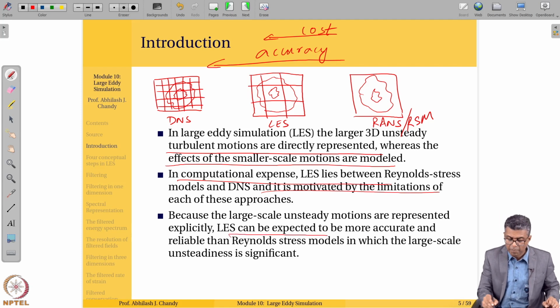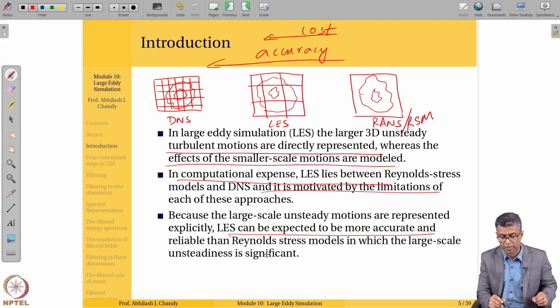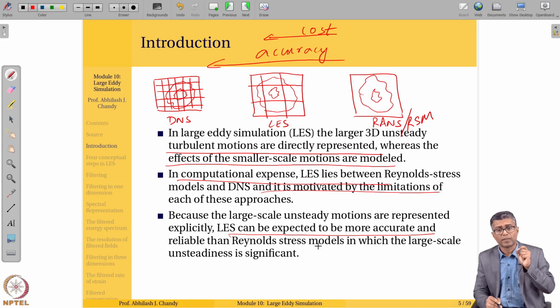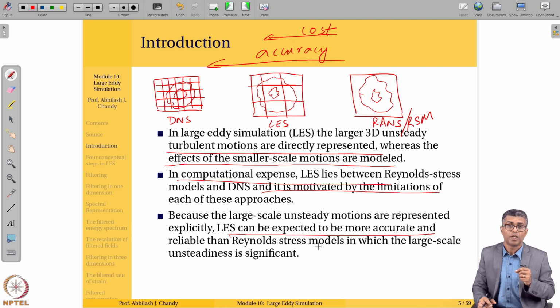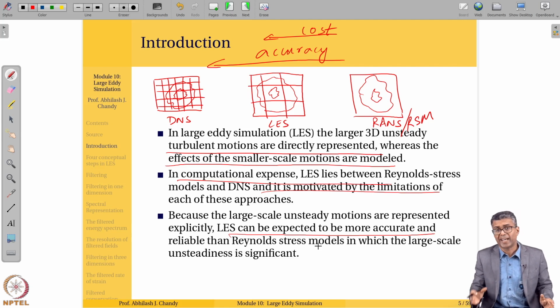Which means LES can be expected to be more accurate and reliable than the Reynolds stress models, of course, because you have a grid that is finer than RANS, as is shown here, and the large scale unsteadiness is captured because of it. Because remember, you are filtering the Navier-Stokes equations. The Navier-Stokes equations are unsteady. You are filtering the Navier-Stokes equations in space. What you're getting is the filtered Navier-Stokes equations, which are also unsteady.